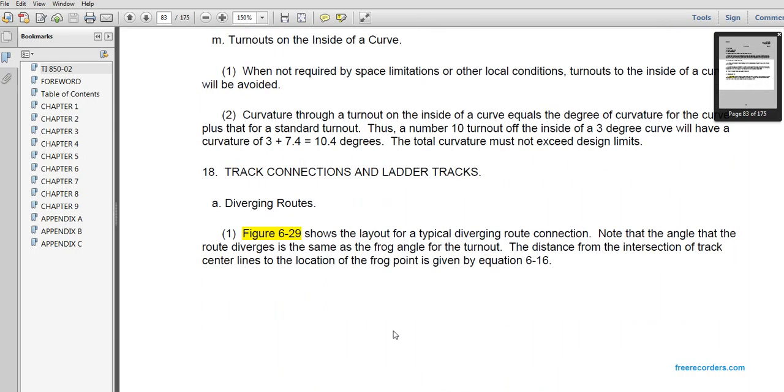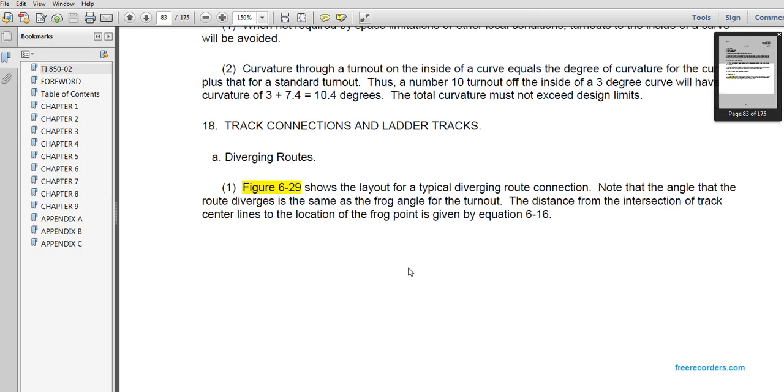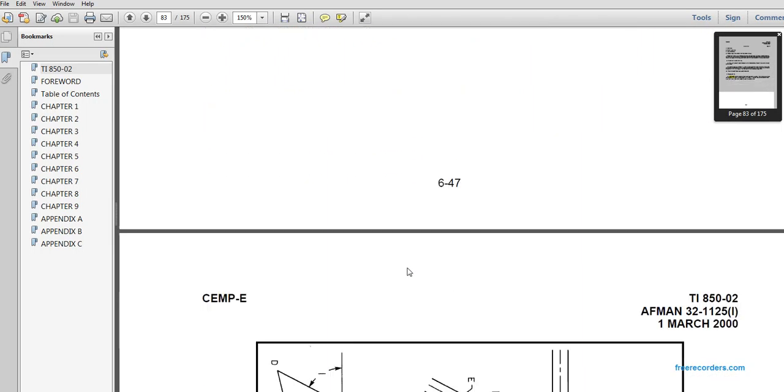Track connections and ladder tracks, diverging routes. Figure 629 shows the layout of a typical diverging route connection. Note the angle at which the route diverges is the same as the frog angle of the turnout. The distance to the intersection of the track center lines, the location of the frog point, is given in Equation 616.